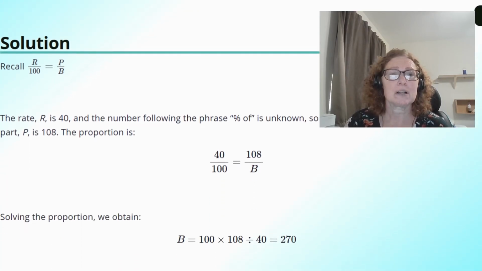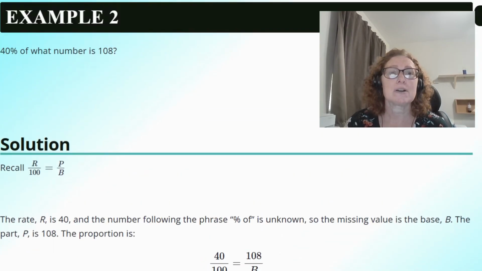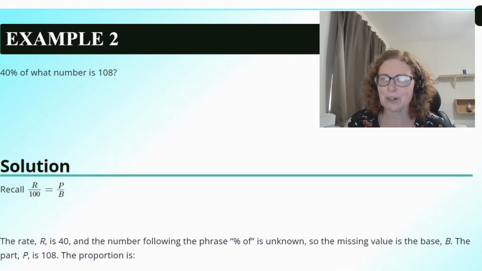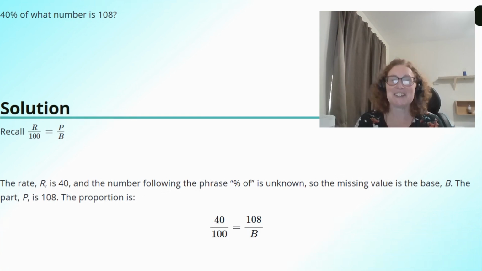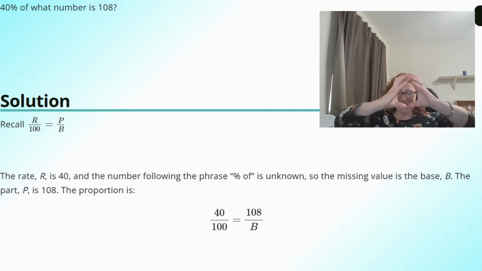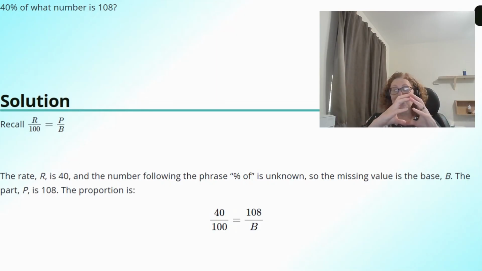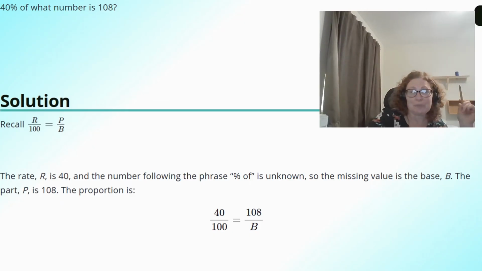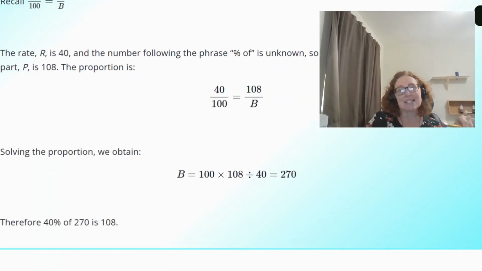Now, here's this next question: 40% of what number is 108? This is a little different, because the what number is the big part that we don't know. We only know 108, which is the portion, or 40% of the whole. So we need to figure out the base in this situation, or the B. We can set it up like this: 40 over 100 is equal to 108 over B.